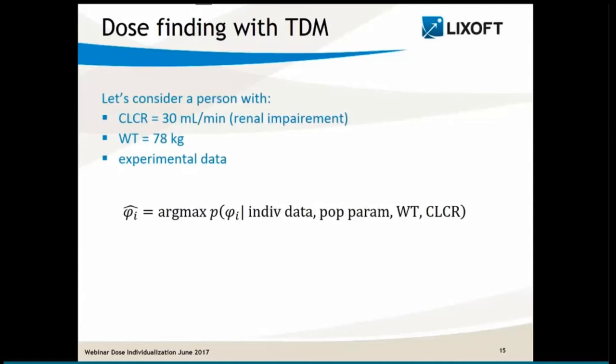So what I can do is compute the probability of the individual parameter that I now have, called phi, because it is a joint distribution. So I can calculate the probability of the individual parameters phi given the population parameters, the covariates, and the individual data coming from the therapeutic drug monitoring. This is a joint conditional distribution, and what one usually does is take the mode, so the most probable value of this conditional distribution, and consider this as the individual parameters. So let me show you how to calculate these individual parameters.